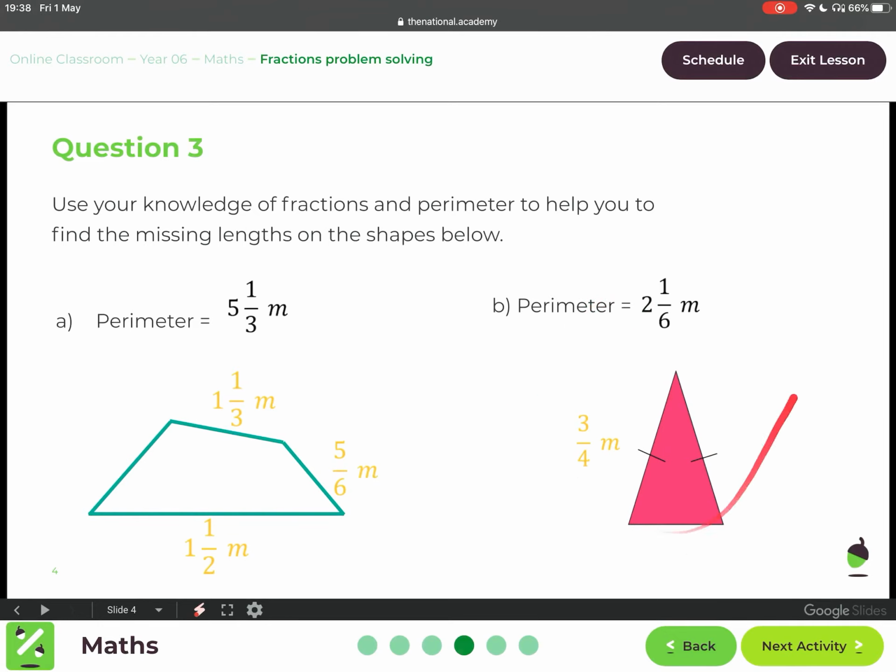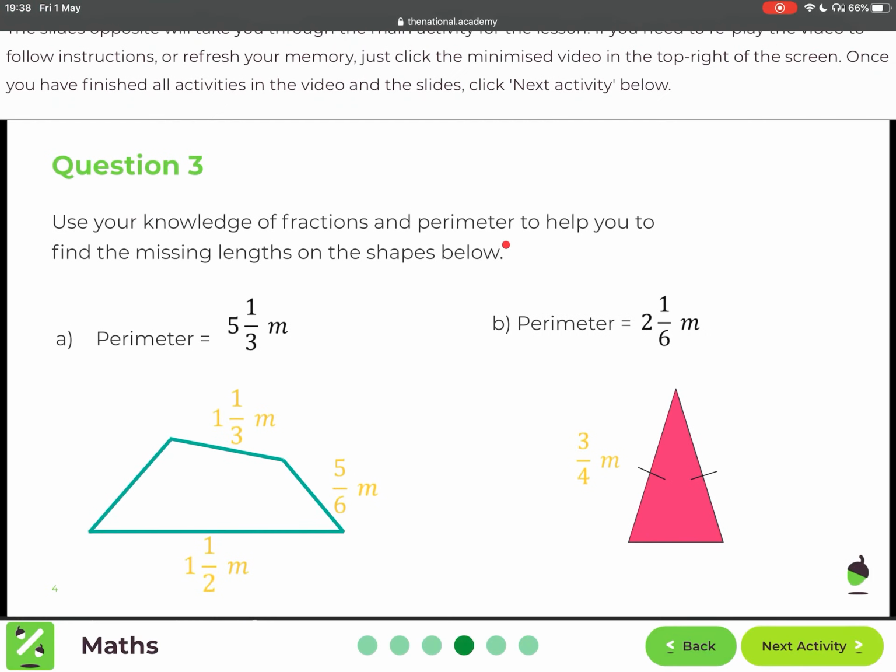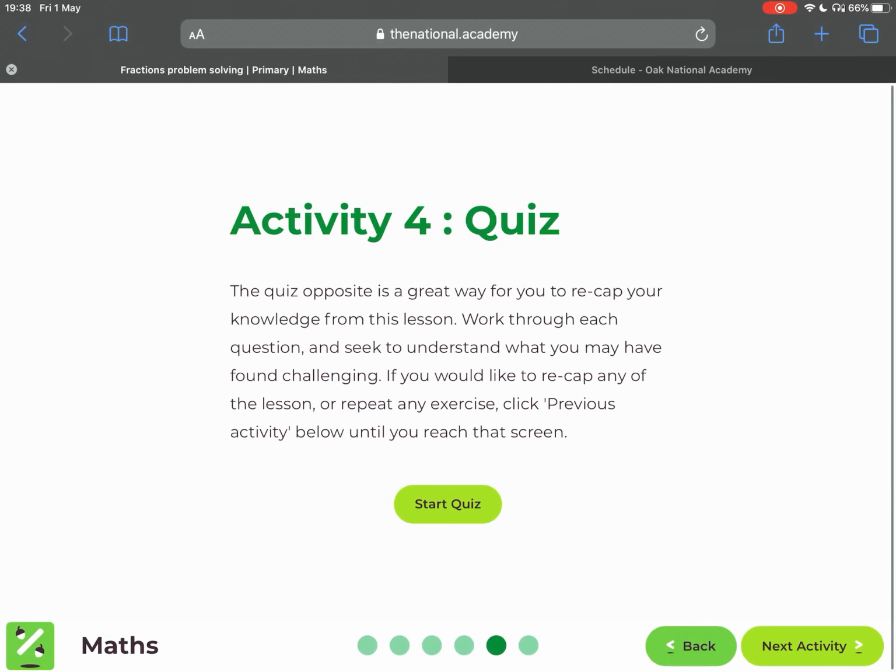2/3. It would be 2/3. Sorry, 2/3. B would be 2/3. So after you did that, you're going to go and mark it. And after you've marked it, you've got your end of lesson quiz here.